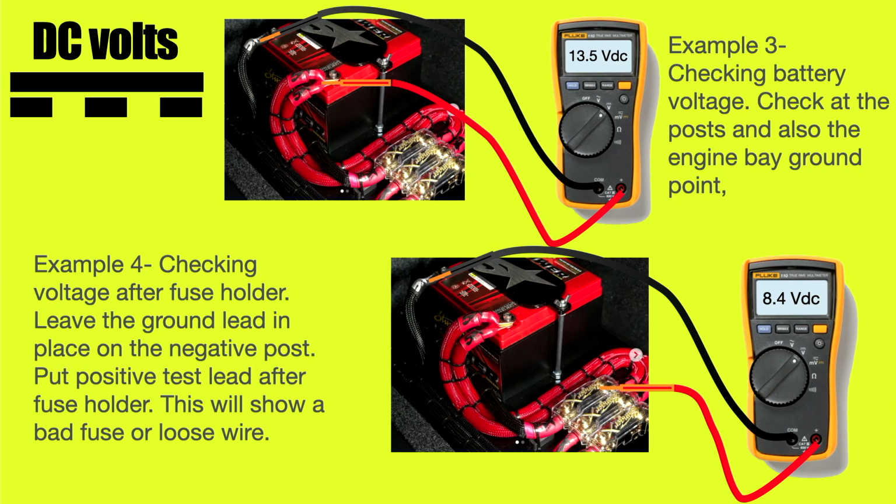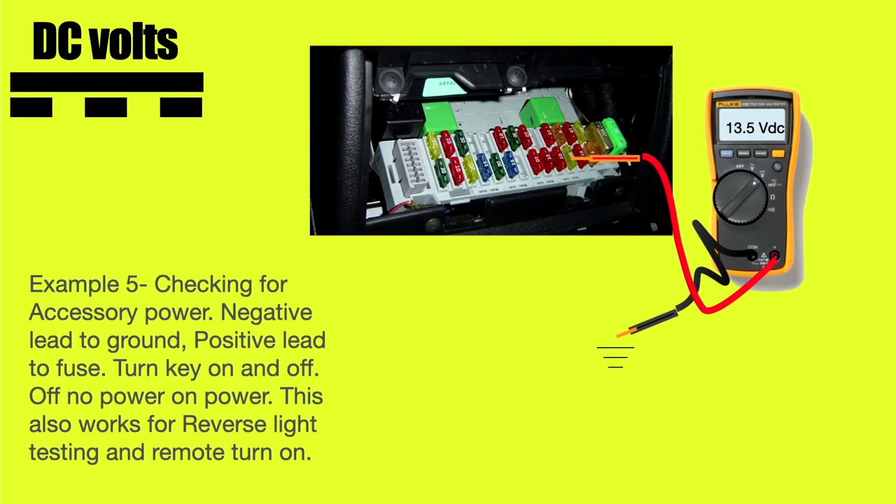Leave the ground lead in place on the negative post. Put the positive test lead after the fuse holder. This will show a bad fuse or a loose wire. This is also a real common test that you do on CCA wire. When you're like, oh my gosh, why doesn't my CCA wire work anymore? Oh, well, because it's corroded inside the ring terminal. So, great test to do there.